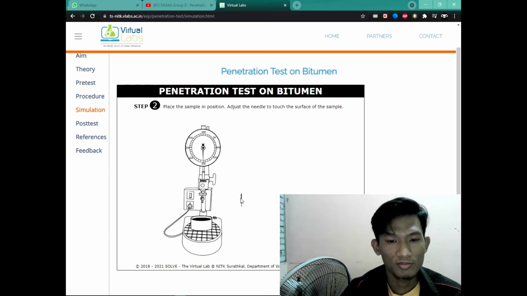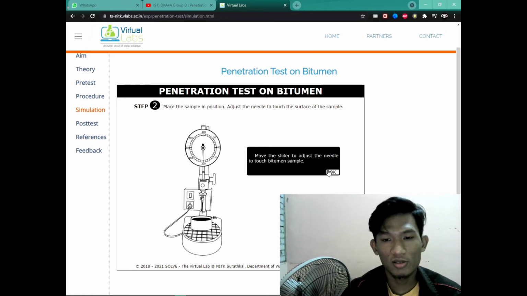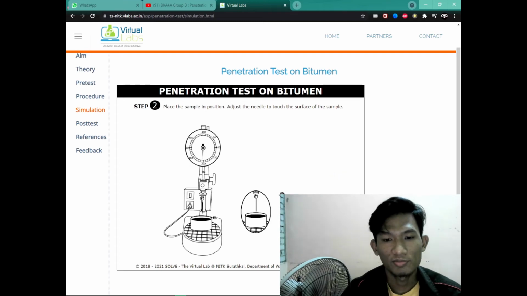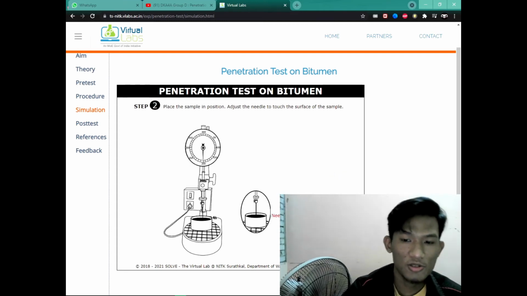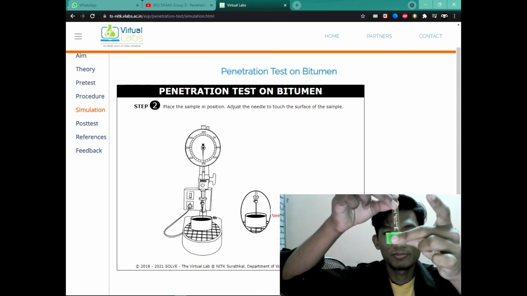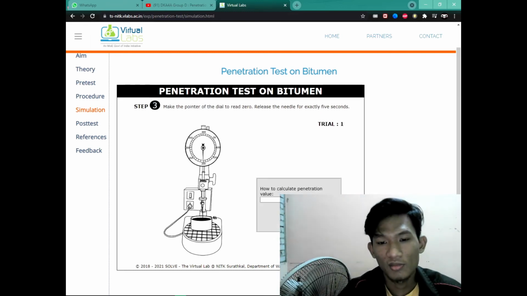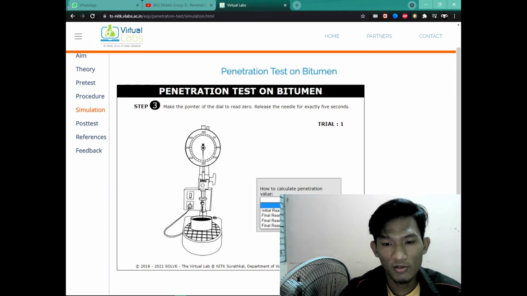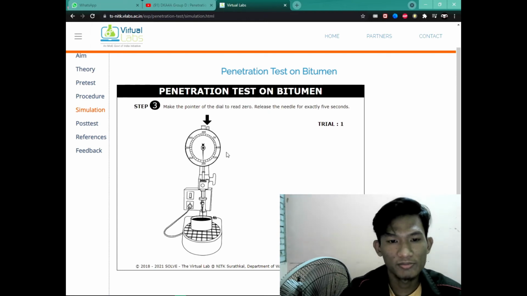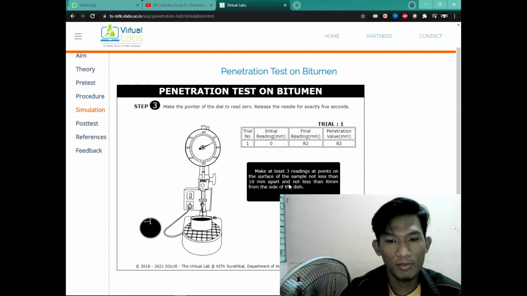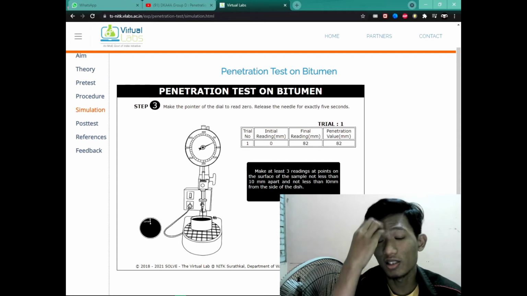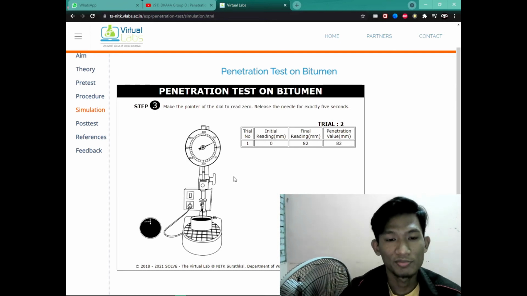Move the slider to adjust the needle to touch the sample. Okay, the needle is positioned with the sample. Okay, this is the needle. How to calculate the penetration value? Final reading minus initial reading. Make at least 3 readings at points on the surface of the sample not less than 10 mm apart and not less than 10 mm from the side of the dish.